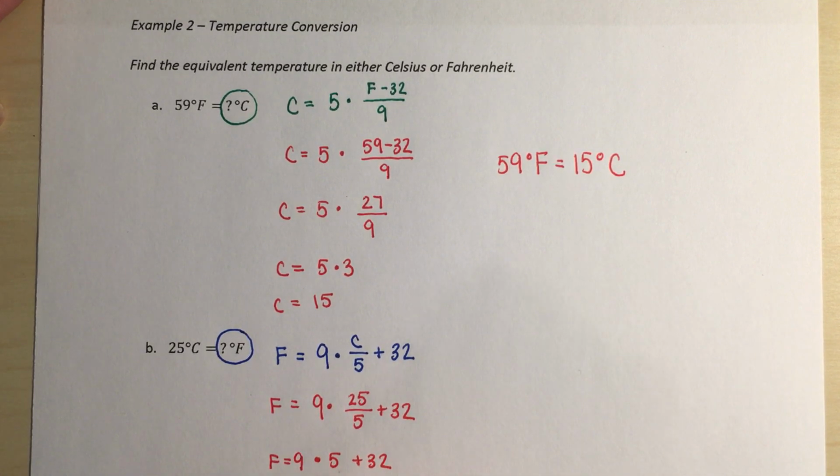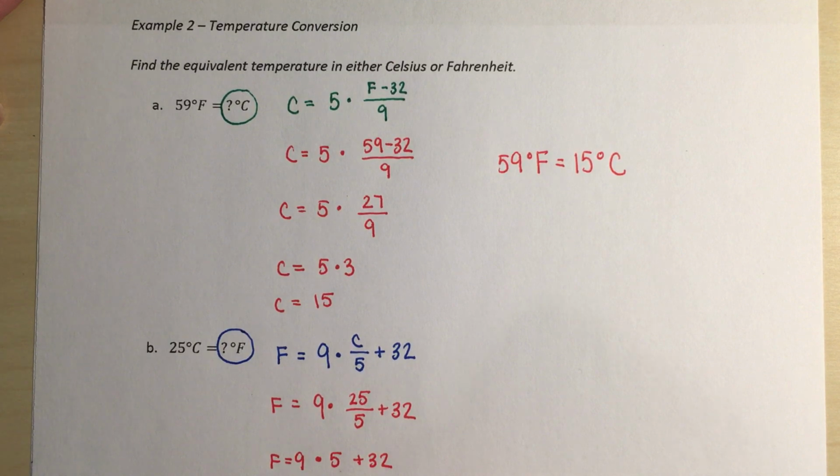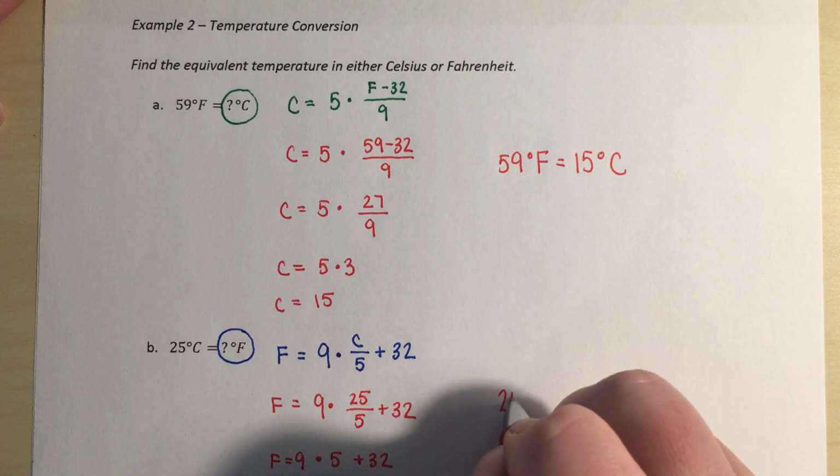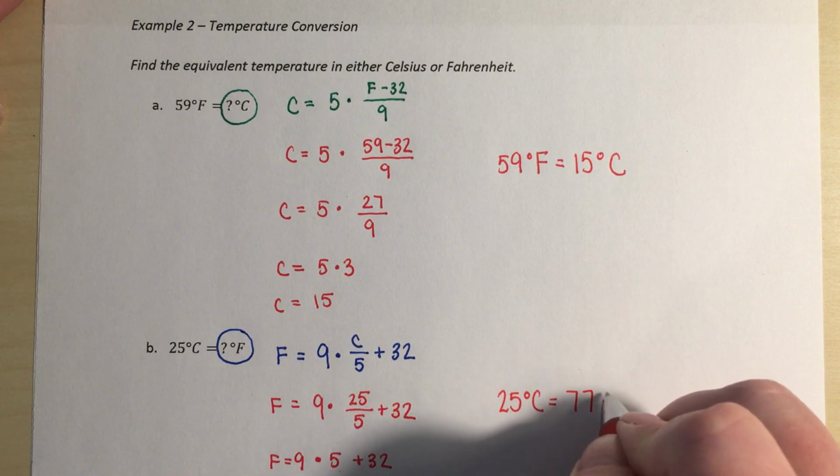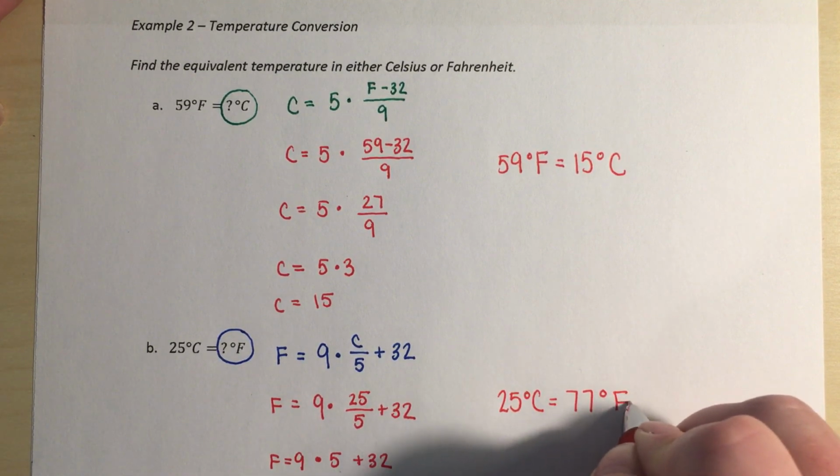25 divided by 5 is 5, plus 32. Using order of operations, we multiply next. 9 times 5 is 45, plus 32. And then finally, we're going to add these. 45 plus 32 gives us 77. So 25 degrees Celsius equals 77 degrees Fahrenheit.